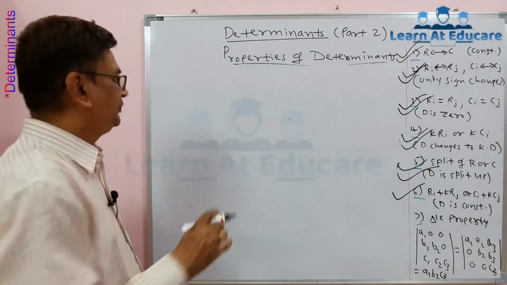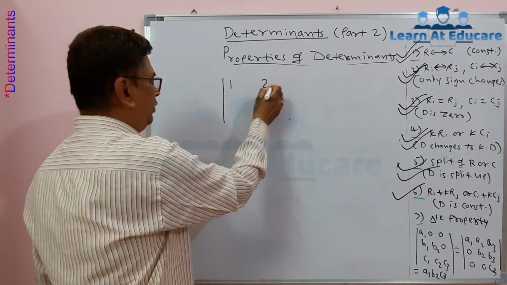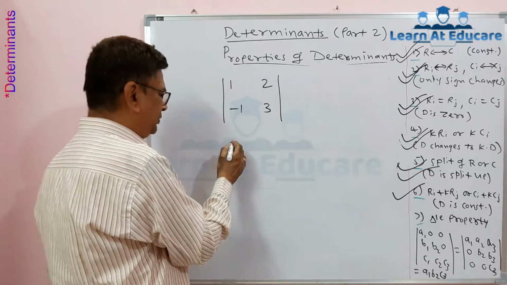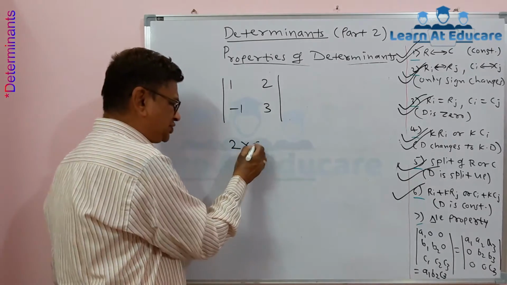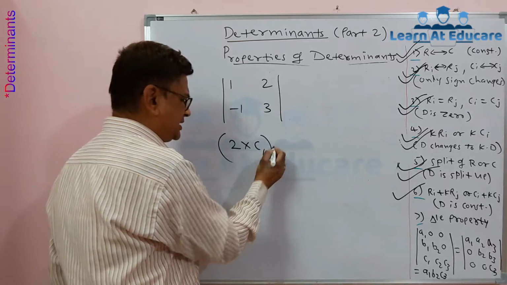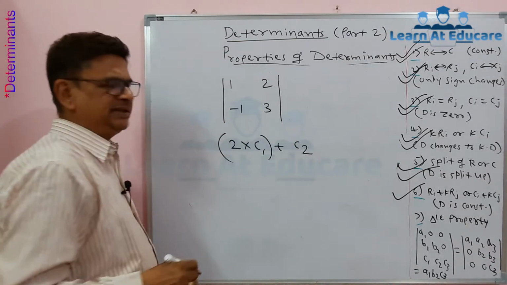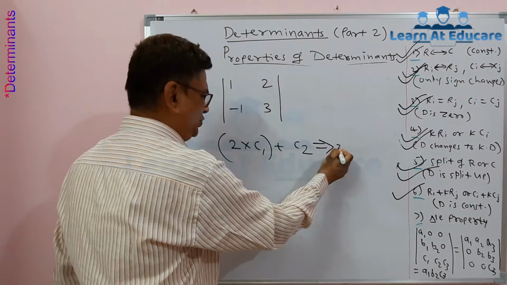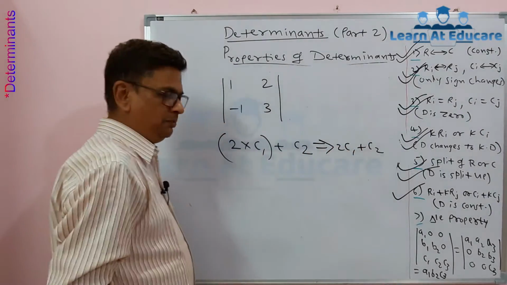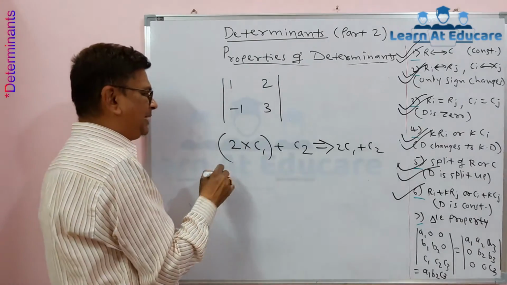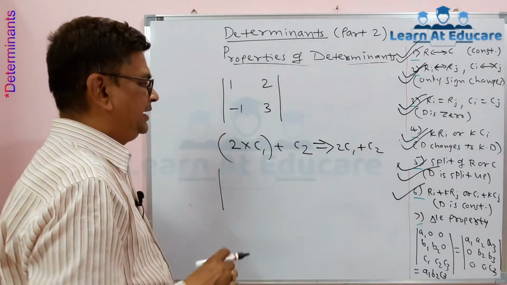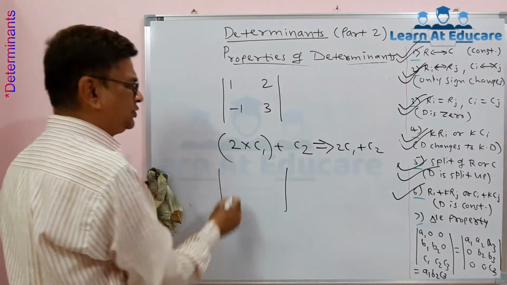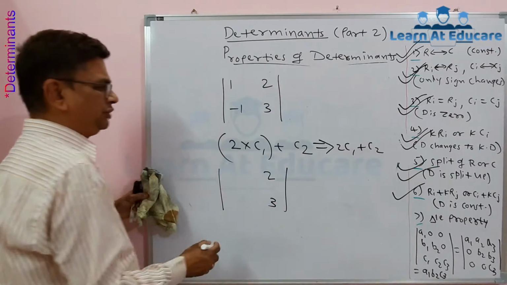How is it? See here. Suppose we have such a determinant 1, 2, minus 1, 3. And suppose the first column is multiplied by 2, that will be called 2C1. And suppose these products are added to the second column, that is given as 2C1 plus C2. It means each element of the first column is multiplied by 2, and those products are added to the second column, by which we get a change. The first column and second remain unchanged, 2, 3.